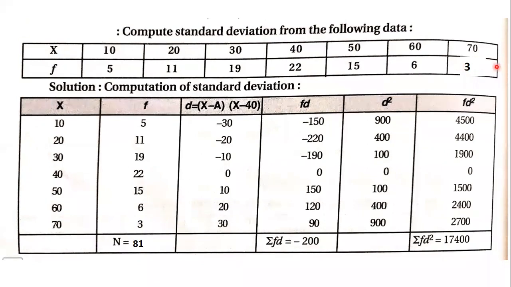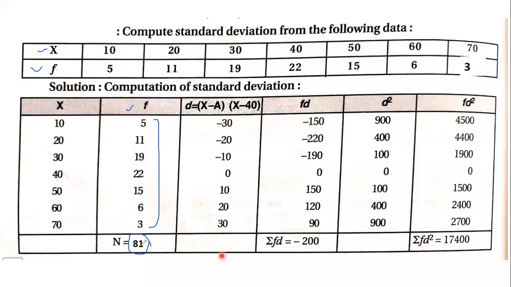Now, let us go on and solve this problem and find the standard deviation. From the question, we have copied down x completely as it is and frequency completely as it is. Once you copy down both of these values, first total all the frequencies and add them up. When you add all the frequencies, the total n is going to be 81.